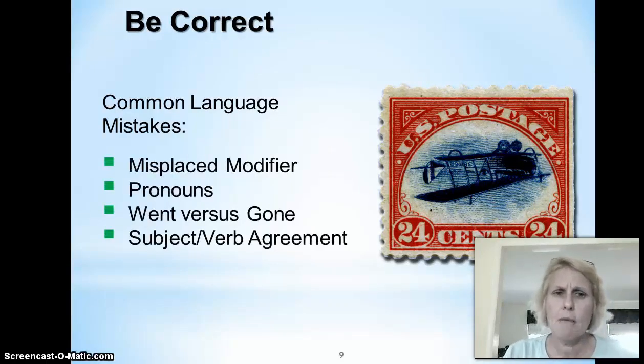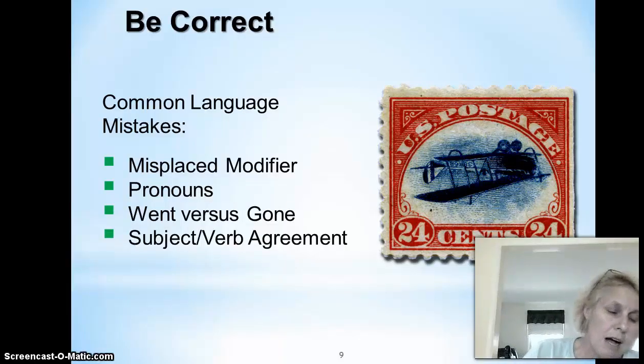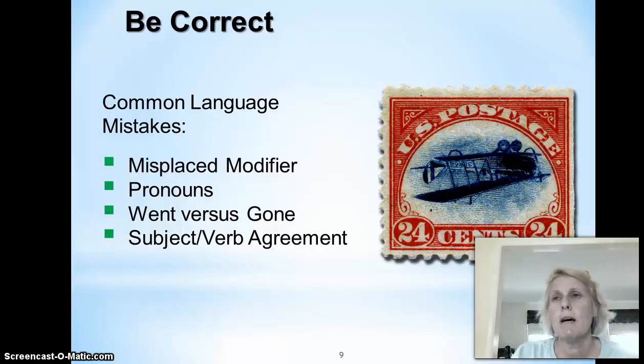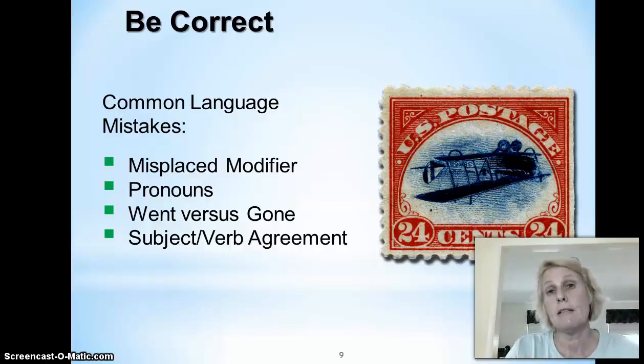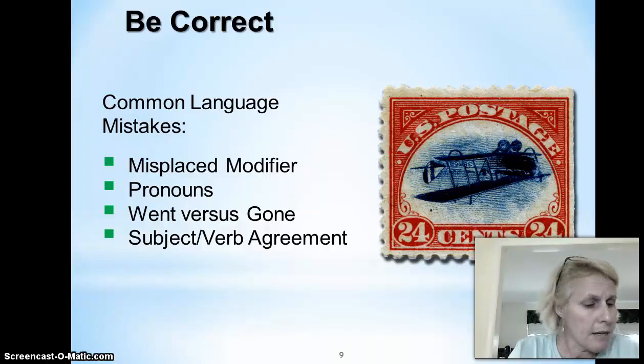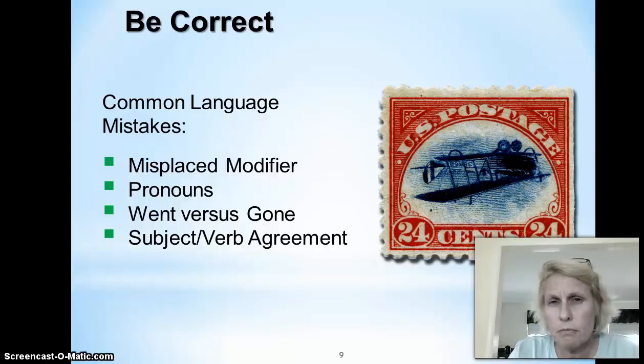Be correct. Common language mistakes. A misplaced modifier. Modifiers are great because they modify a word or phrase in which you're saying. But if they're misplaced, it may be difficult for your audience to understand. I wrote down an example here. A misplaced modifier: the patient was referred to a psychologist with emotional problems.